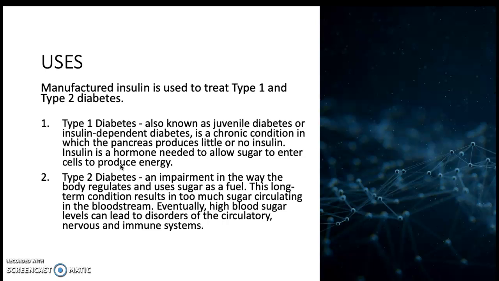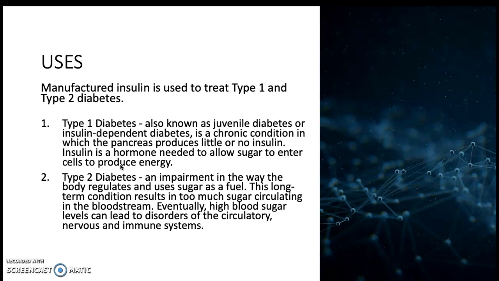Now let's look at the use. So manufactured insulin is used to treat type 1 and 2 diabetes. Type 1 diabetes, also known as juvenile diabetes or insulin-dependent diabetes, is a chronic condition in which the pancreas produces little or no insulin. Insulin is a hormone needed to allow sugar to enter cells to produce energy.